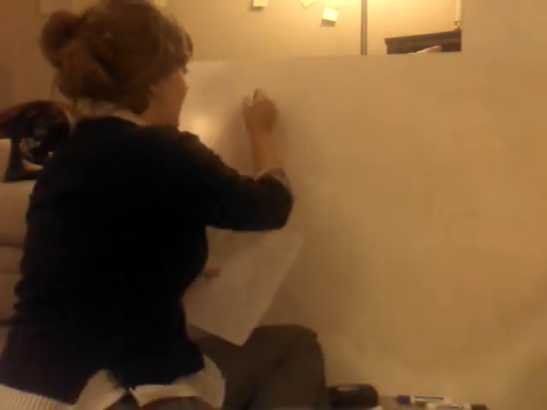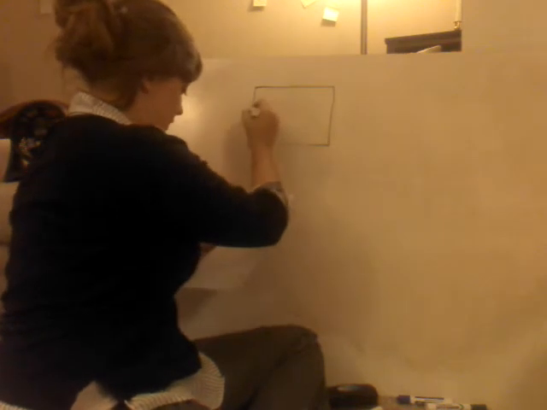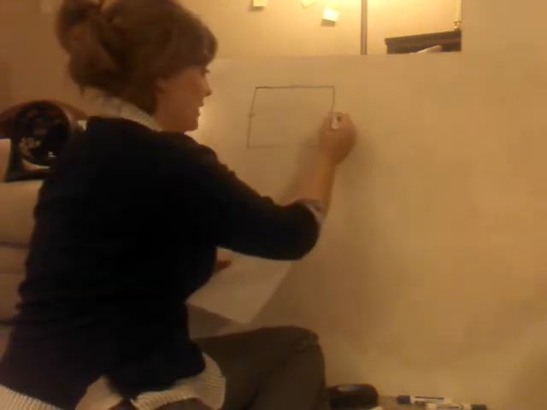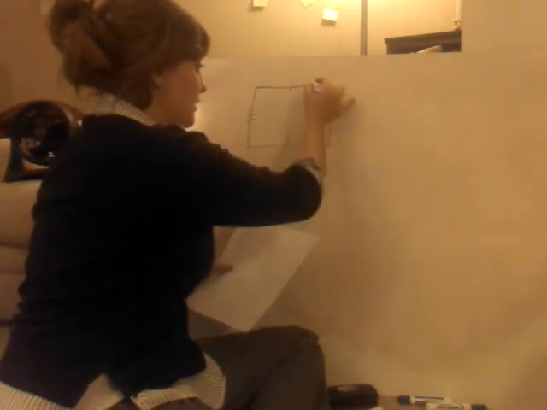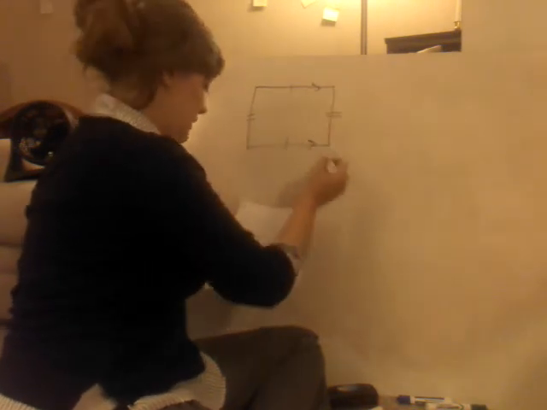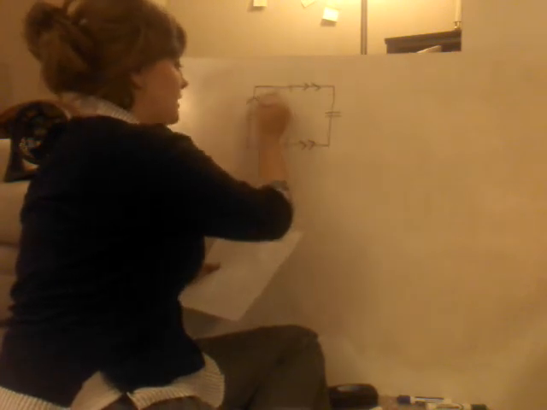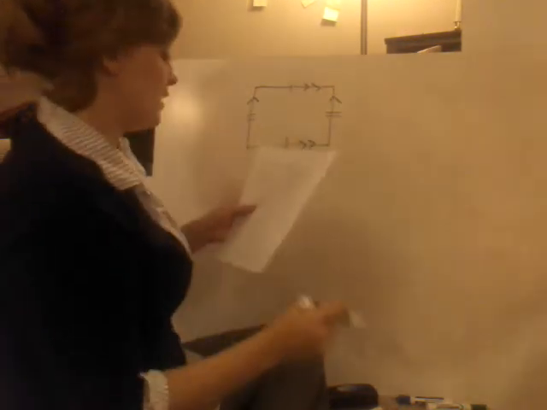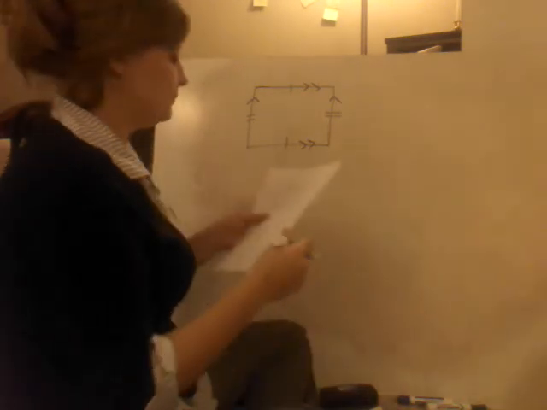Okay, so number 2. I tell you that we have a rectangle because this side is equal to this side with our two little hash marks, and this side is equal to this side. I also tell you that this is parallel and this is parallel to each other, and this is parallel to this line. So this is 100% absolutely a rectangle.